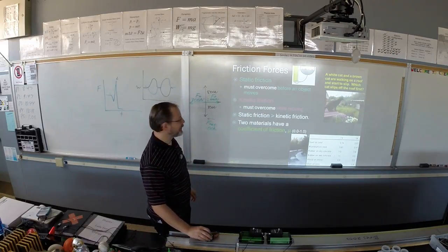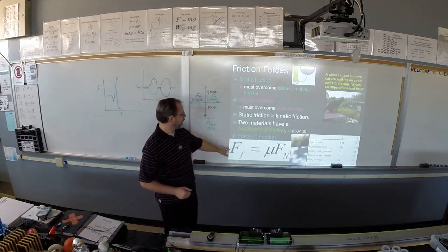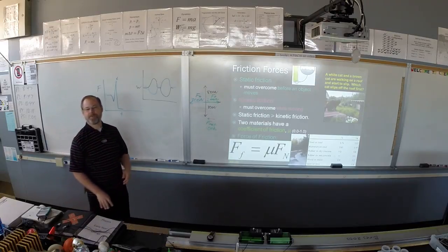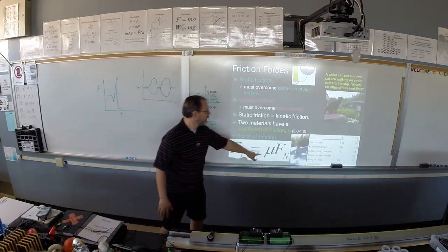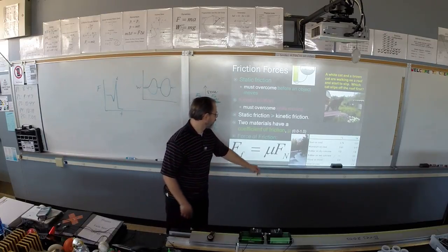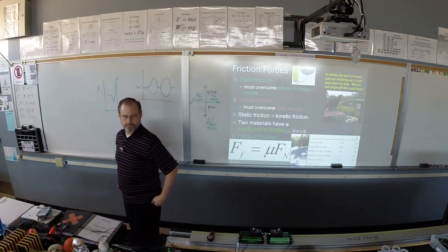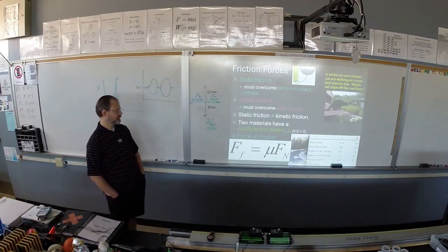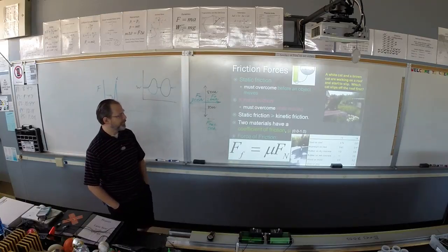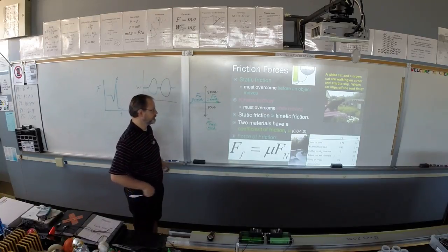Okay, so there's a formula for friction. That's the force of friction. Friction force is equal to a vector modifier mu, called the friction coefficient, multiplied by the normal force. So friction force equals a coefficient times the normal force.